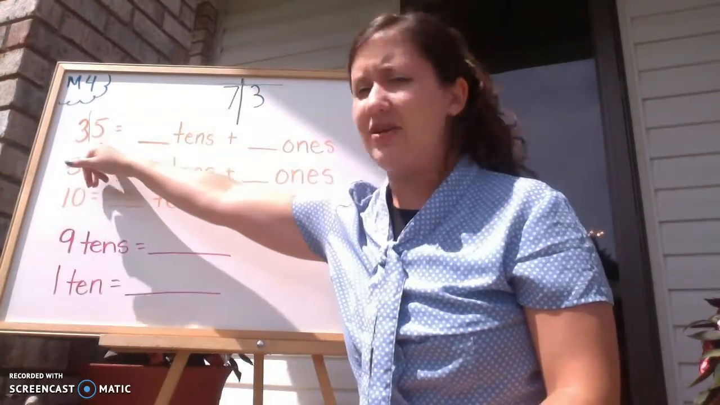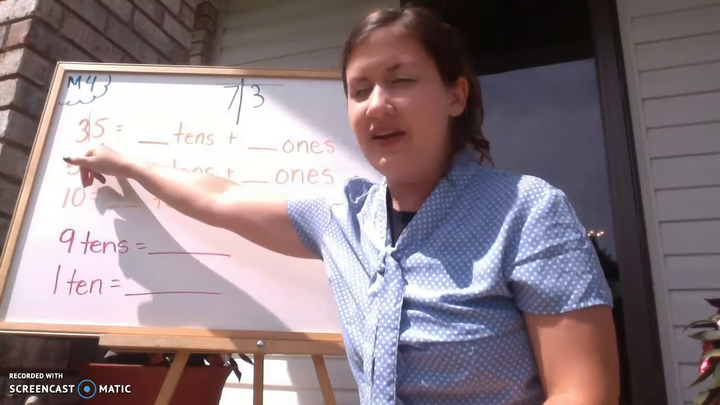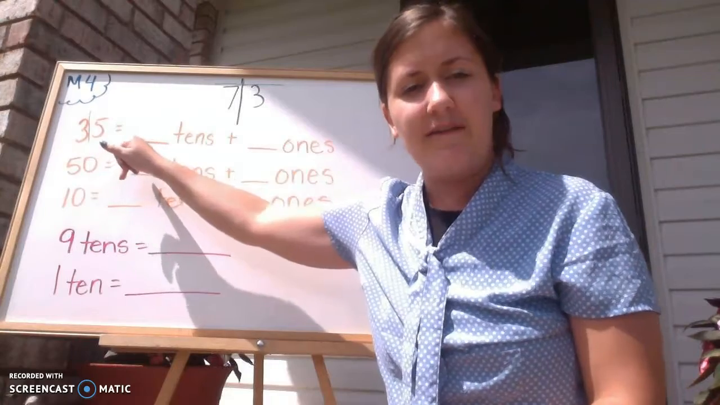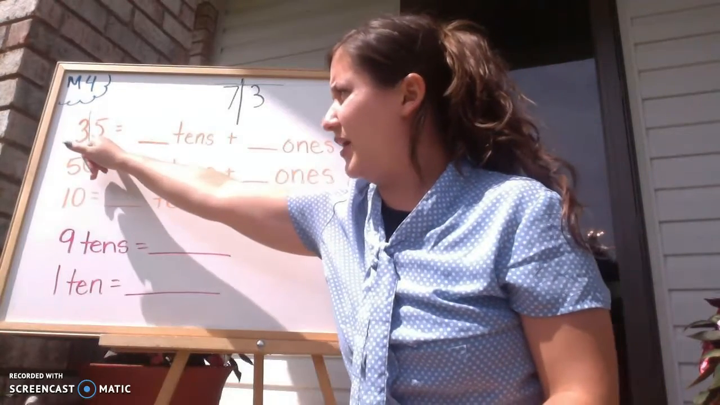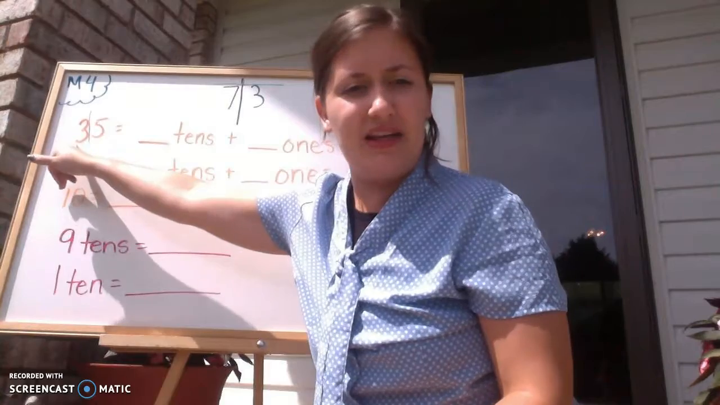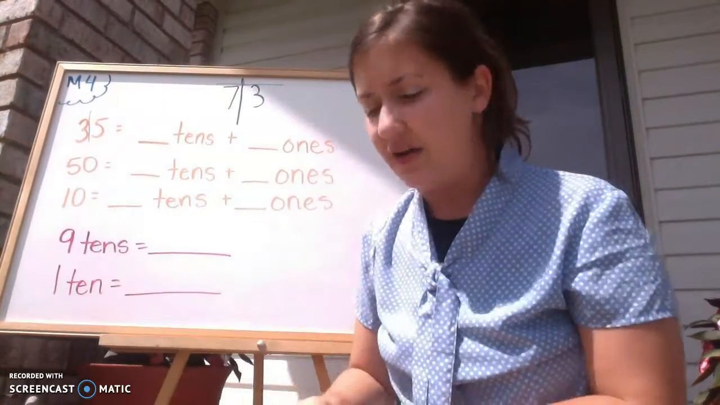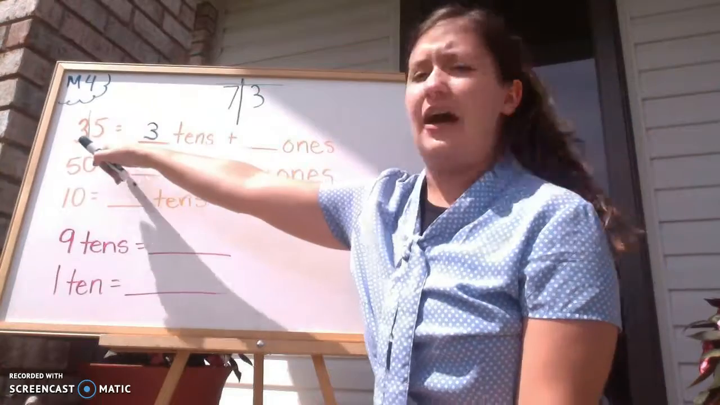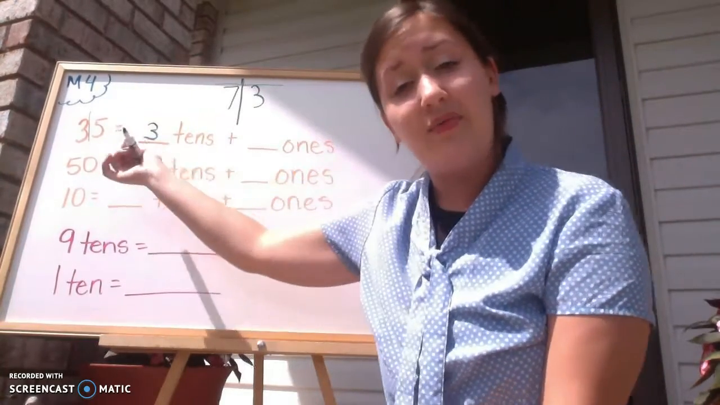Our next problem, our number is 35. So how many tens would be in the number 35? Our ones spot is the first one, has 5 in it. Our tens spot, how many? 3. So our answer would be how many tens? 3 tens. And then how many ones? It would be 5.